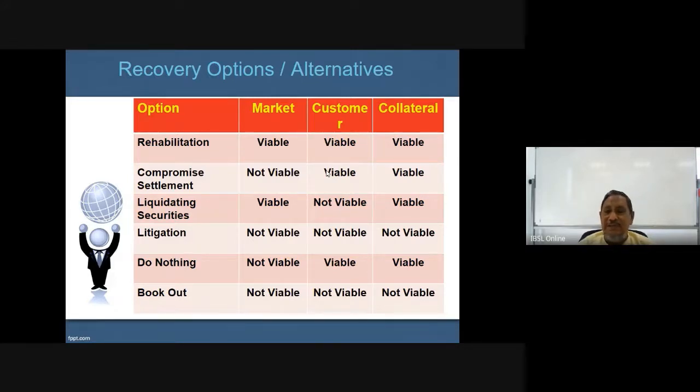Customer is not viable. Customer is not agreeable for any solution, but the collateral is available. In that scenario, we have no other option. Exit strategy has to be adopted. Exit means try to get rid of the customer. That is the first option available on the exit strategies: liquidating the securities.